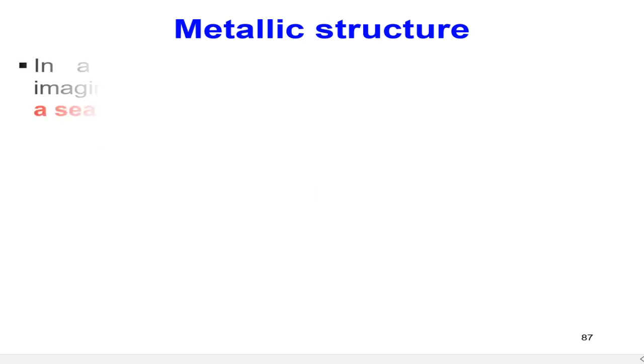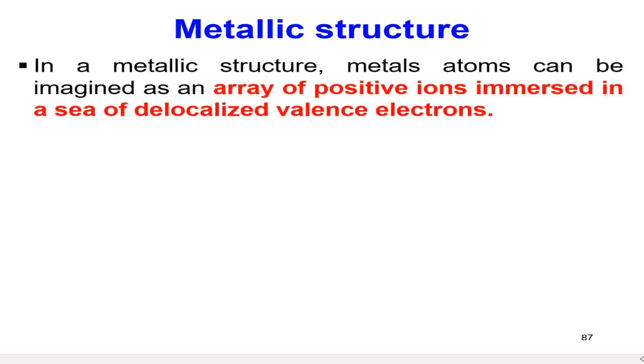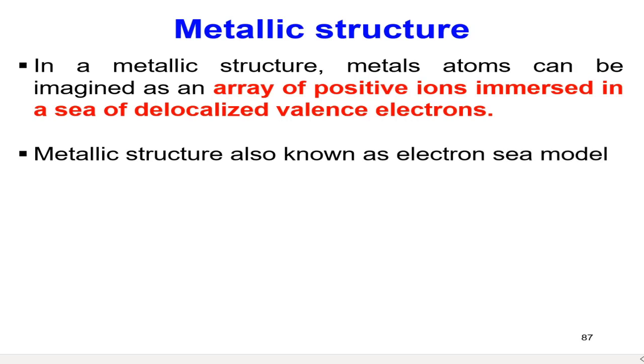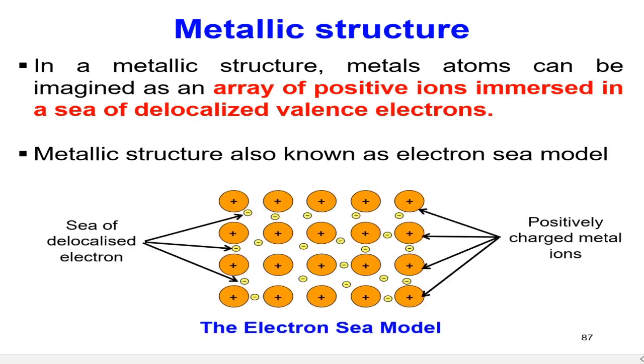In a metallic structure, metal atoms can be imagined as an array of positive ions immersed in a sea of delocalized valence electrons. Metallic structure is also known as the electron sea model. As you can see in the diagram, the positively charged metal ions are surrounded by a sea of delocalized electrons. The sea of delocalized electrons is made up of the valence electrons of the metal elements.